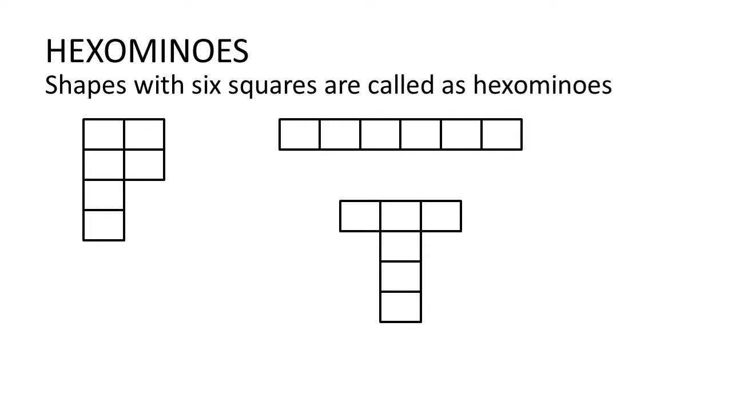Okay, so here you can see there are three shapes I have drawn and each shape has 6 squares. They are connected with each other, edge to edge, and there must be 6 squares, then only it can be termed as hexaminoes. So, you can count and you can see there are three hexaminoes on the screen. Let us see some more hexaminoes in the next slide.